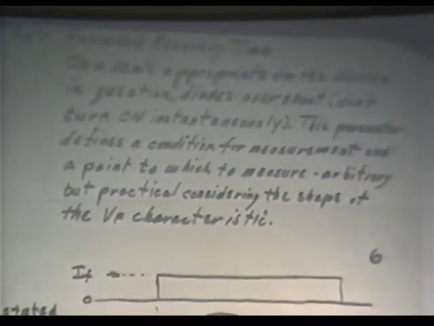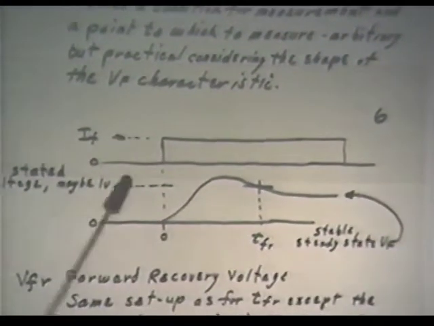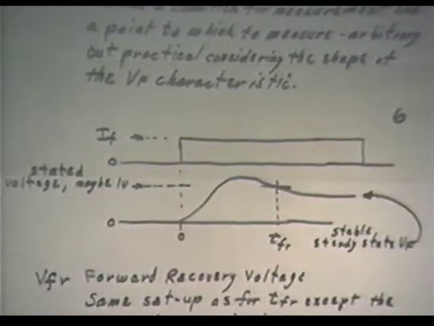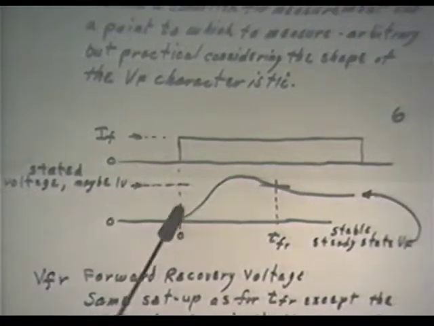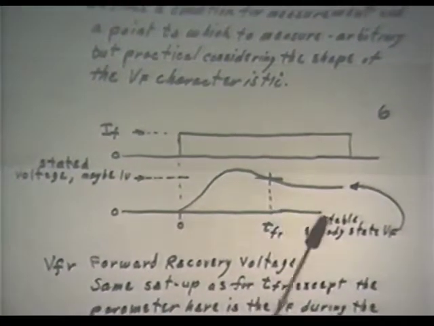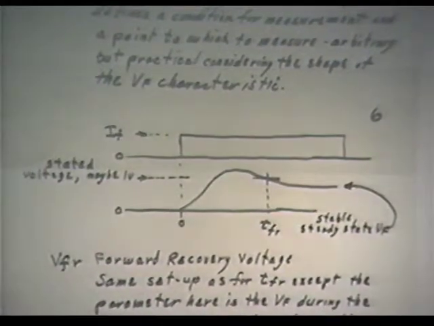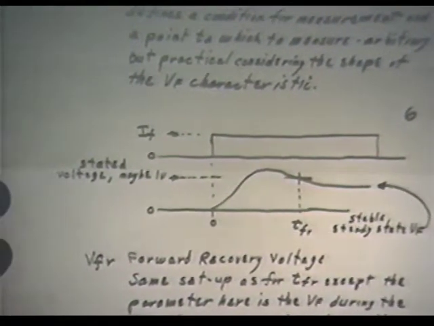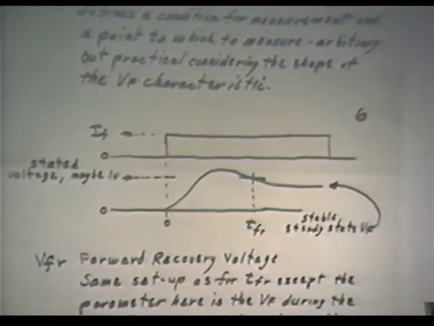What we're saying is, if I quickly drive this thing into conduction when it has been off, what's it going to do? Well, there are two things specified. How high does the voltage go before it settles down to a steady state value? And at what point in time does it do that?